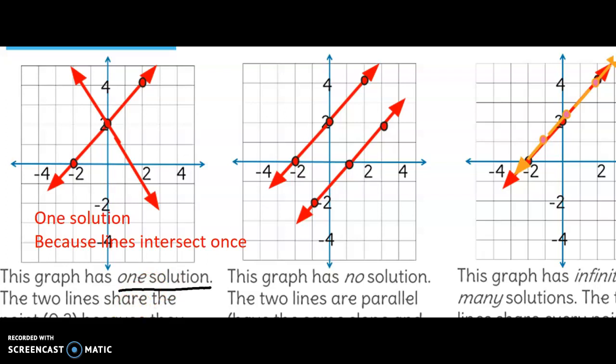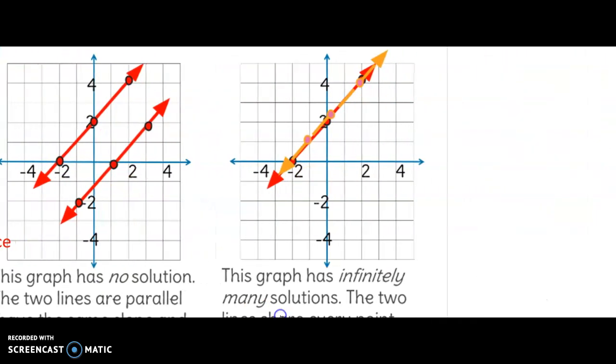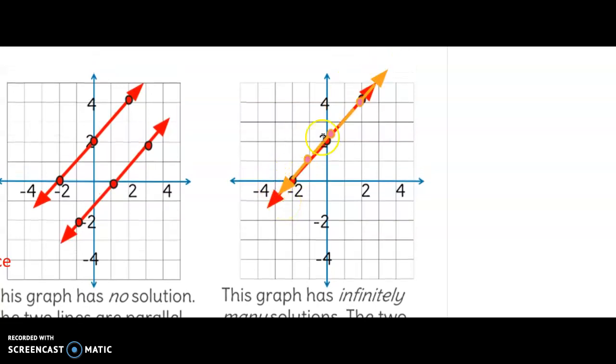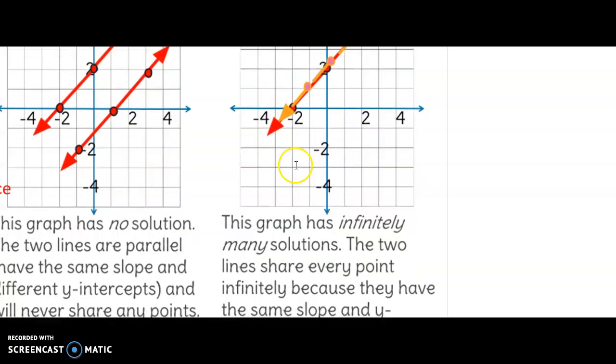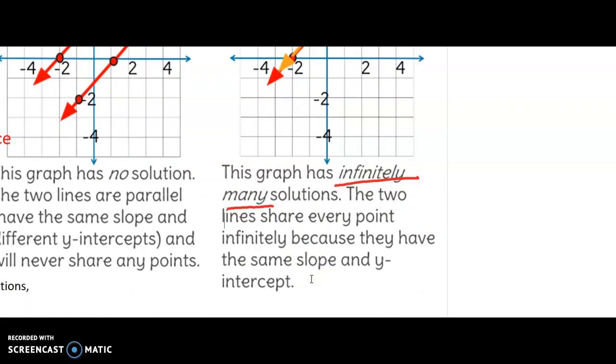Then let's talk about the last type of solution right over here. This graph right here, I don't know if you can tell, but these are two different lines, the yellow line and the red line, and they're both on top of each other. This graph has what we call infinitely many solutions. The two lines share every point infinitely because they are the same. They have the same slope and the same y-intercept.